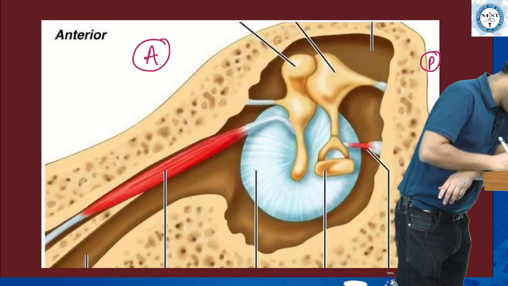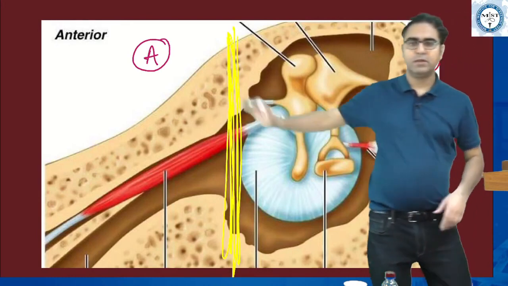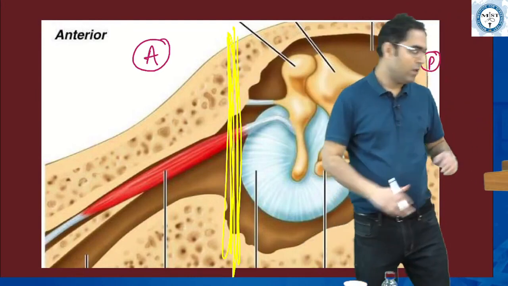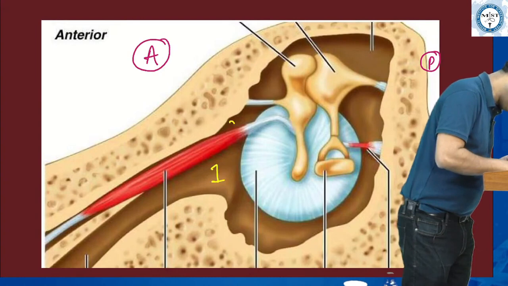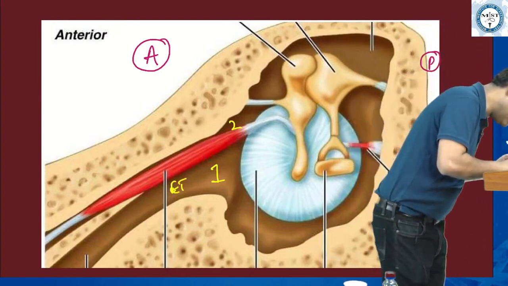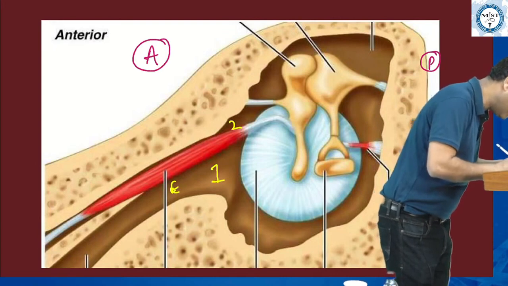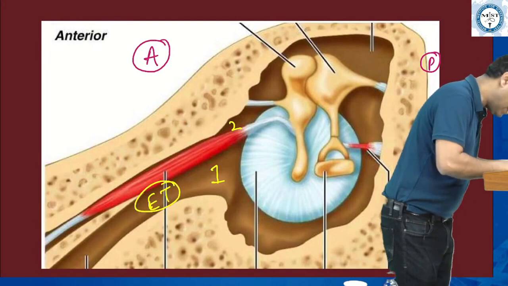Now, everybody, where is the anterior wall? First of all, this is the anterior wall, beta. The anterior wall has two openings: number 1 opening and number 2 opening. Number 1 opening is for ET. What is ET, everybody? Eustachian tube, beta. And number 2 is TT.